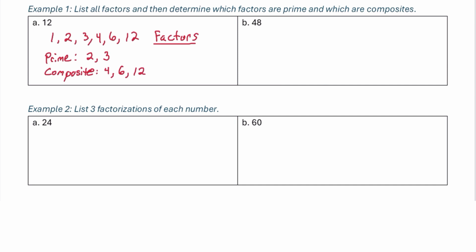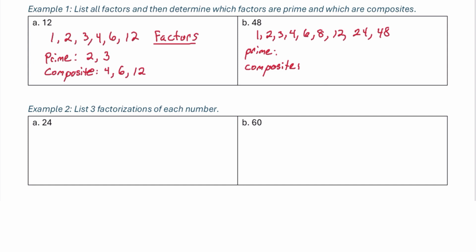The number 48, its factors are 1, 2, 3, 4, 6, 8, 12, 24, and 48. Now let's look at which ones are prime and which ones are composite. Again, 1 is neither prime nor composite.